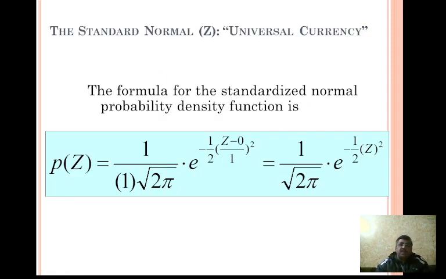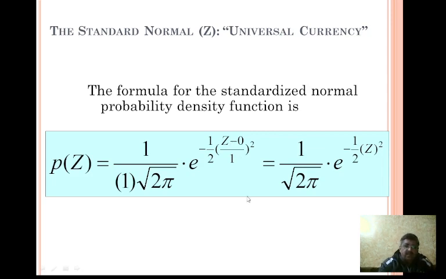Next we will discuss the standard normal, that is the universal currency. Every time you might have a different situation, different values of mu, different values of x, so somebody thought: can we solve it for e to the power minus z square by 2 by putting x equals z, mu equals 0 and sigma equals 1?